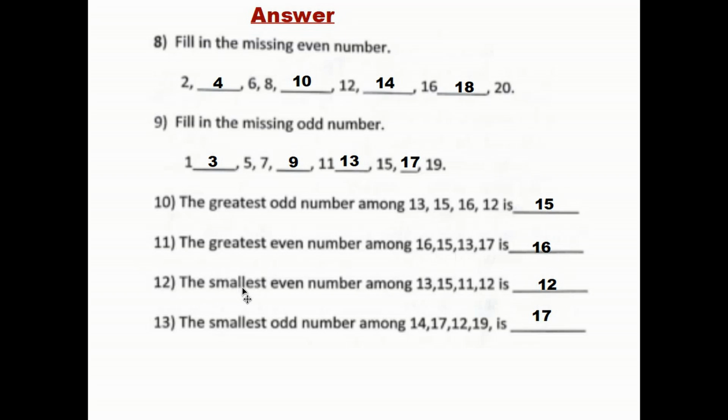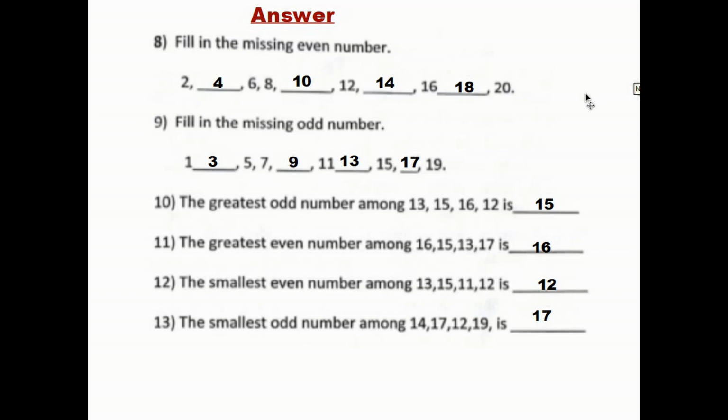Number 12, the smallest even number. Smallest even number: there is no other than 12, so the answer is 12. The smallest even is 6. The smallest odd: we have 17 and 19 in this case, so the smallest is 17. When you compare 17 and 19, 17 is the smallest. The others are evens, okay? 14 and 12 are even, but you are asked for the smallest odd. So these are the answers. Students, now take corrections. After that, we continue.